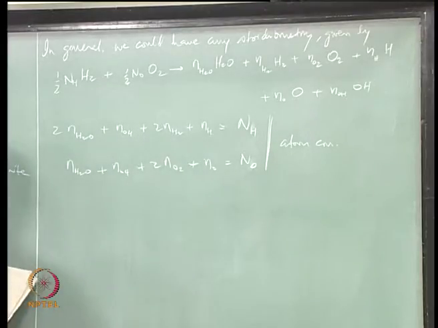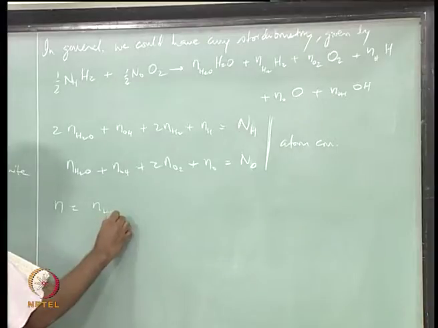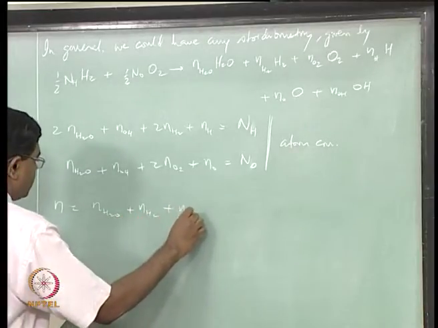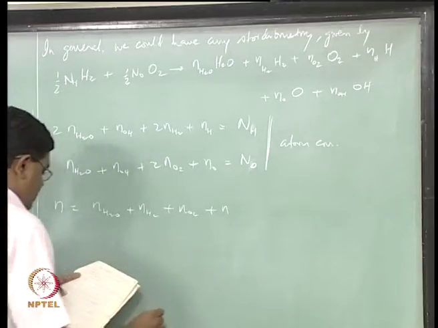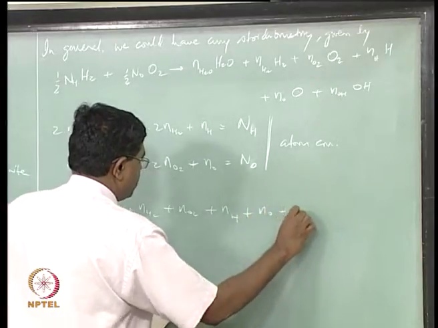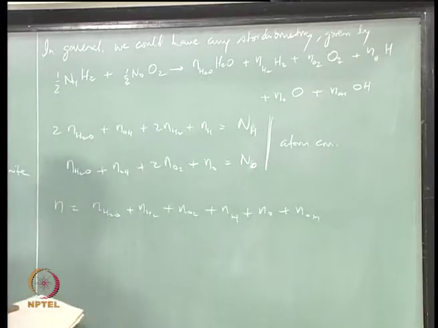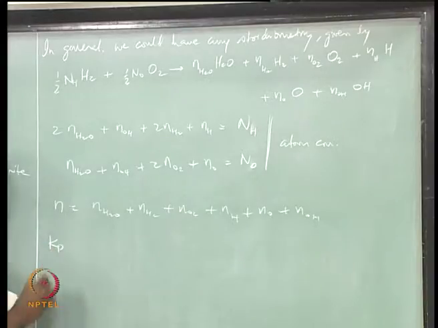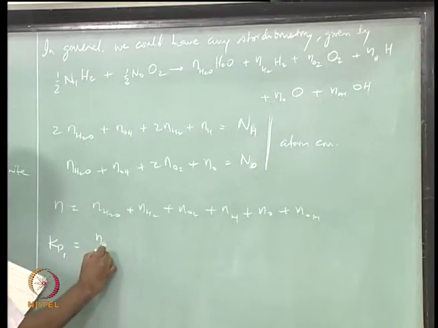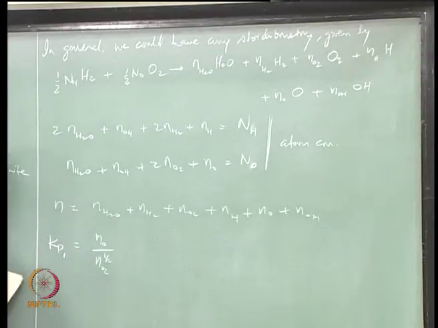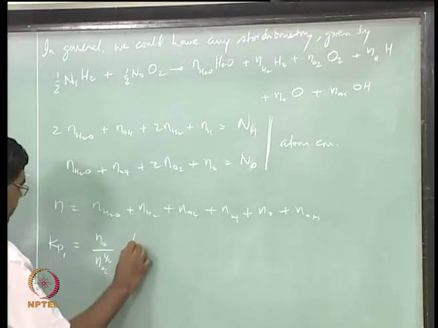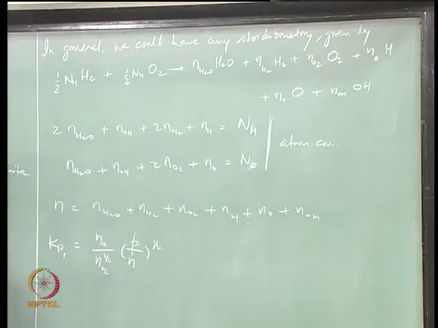Okay, N equals NH2O plus NH2 plus NO2 plus NH plus NO plus NOH. Okay, and Kp, let's say KpO equal to NO divided by NO2 to the half, P divided by N to the half. You now plug in these mole fraction information, okay, in terms of pressure and N.